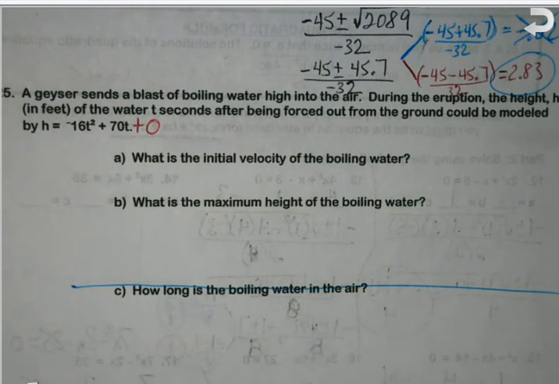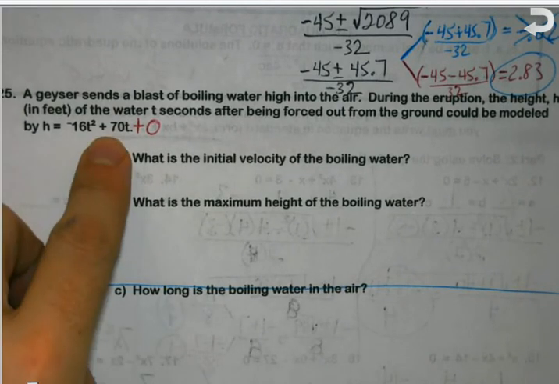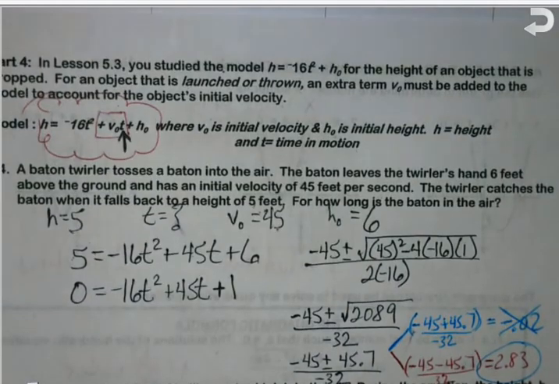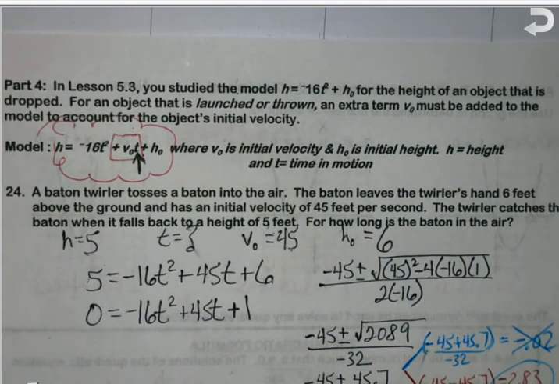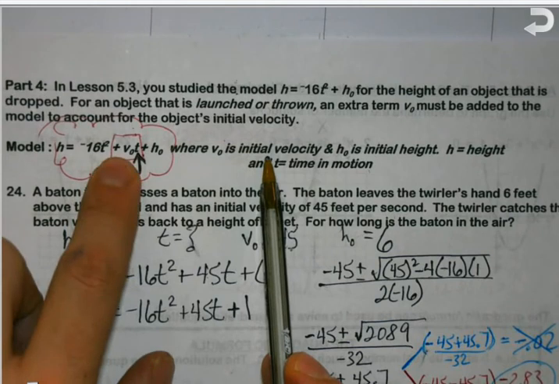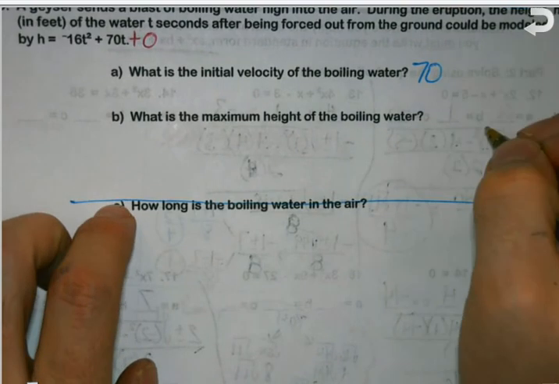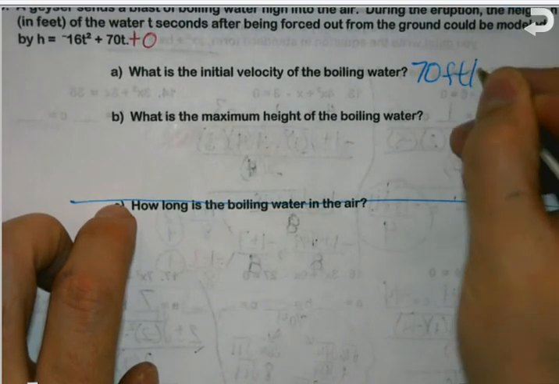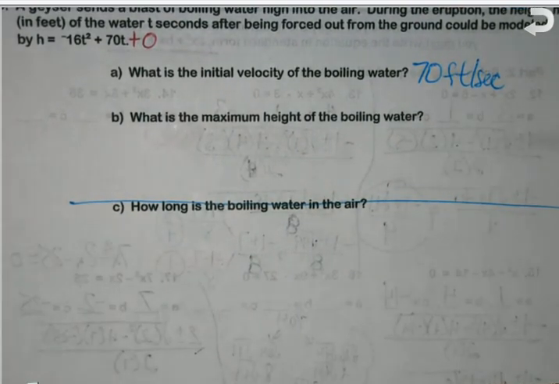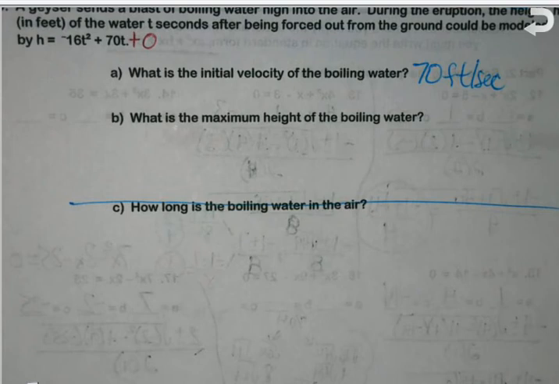Letter A we can answer without doing any math. What's the initial velocity of the boiling water? 70. You're like, how'd you figure that out? If you come back down, my initial velocity is my v sub o, the number in front of t. So I look at this, and I go, oh, the number in front of t is 70. Okay. And it's talking about feet per second, so it's going to go at 70 feet per second. That's my initial velocity.